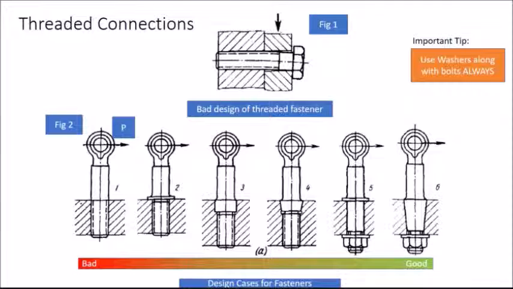One important tip while using the threaded connections is to always use washers. This is because bolt holes may have burrs or sharp edges after drilling, and these could bite into the fillet and increase stress concentration. Apart from this, washers distribute the tightening force uniformly over a larger surface area and protect parts from galvanic corrosion which occurs between aluminium and steel.